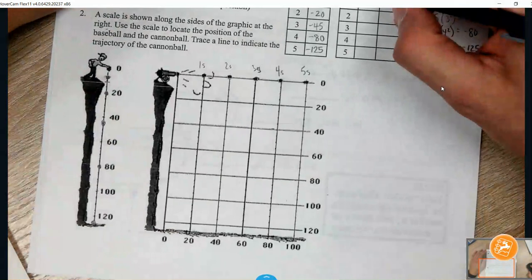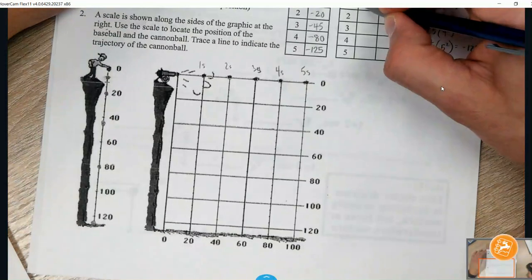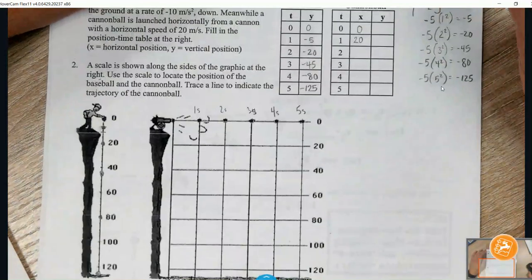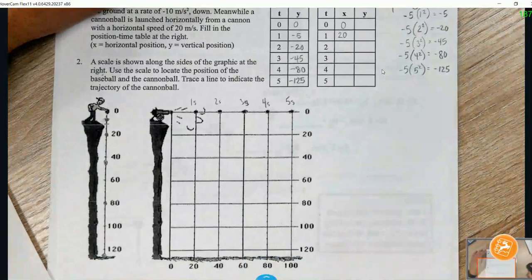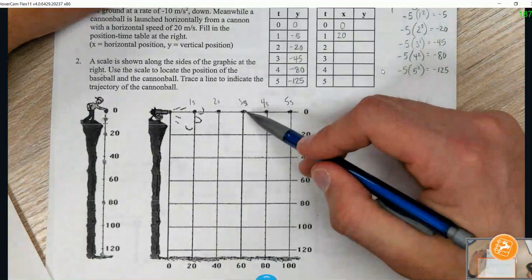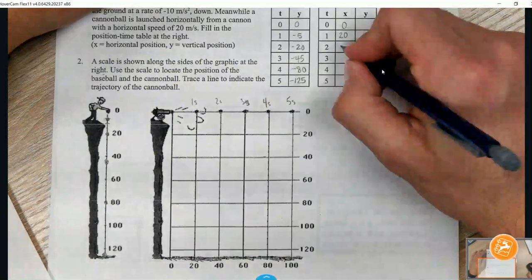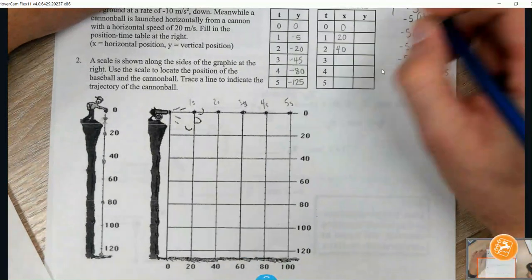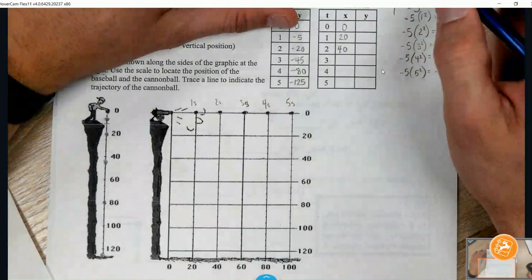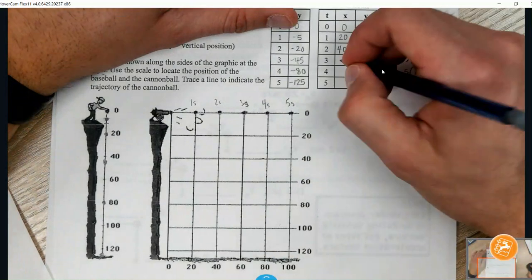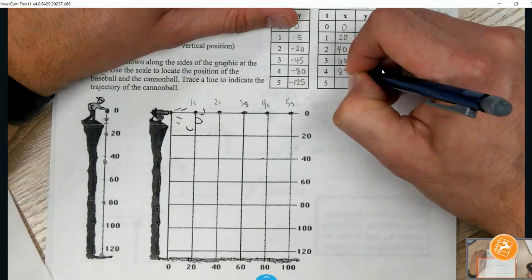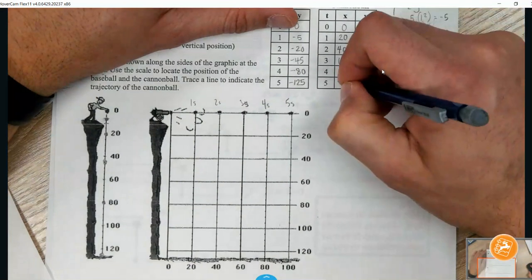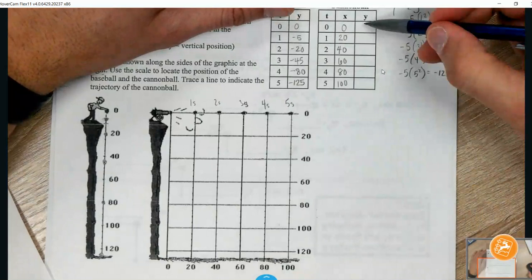So for this one, the x's are going to be at 0, and then 20 meters. If I can zoom out just a smidge. The next second, 2 seconds, it's at 40. What would the third second be? 60, good. Fourth, 80, and fifth, 100. Okay, now the y.